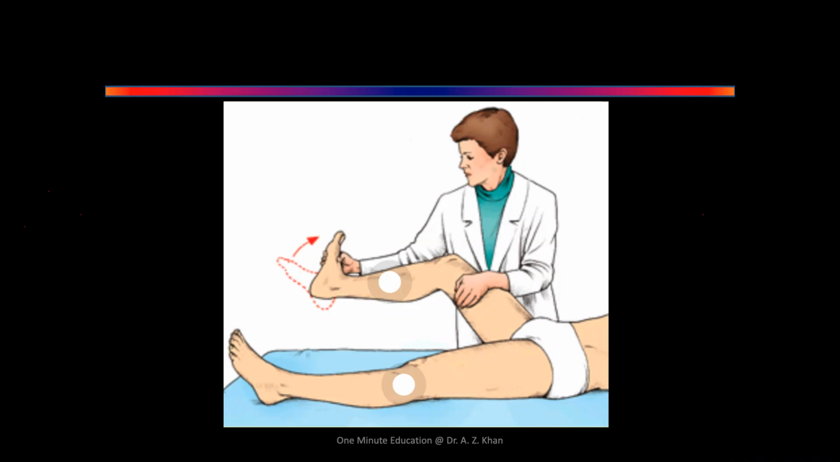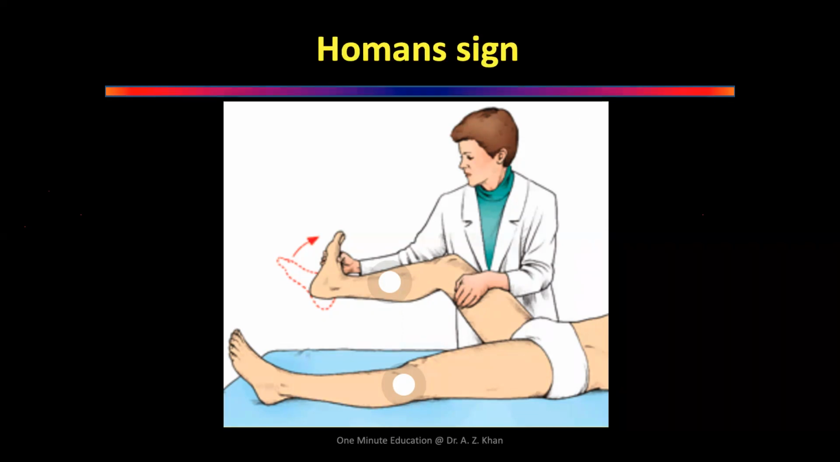Number two, marks here. One is for giving a name to the test, and the second mark is for telling me in which disease you use this test. Yes, sir. Happy? Okay, this is the Homans sign.